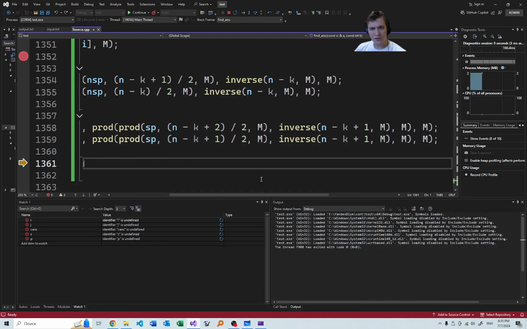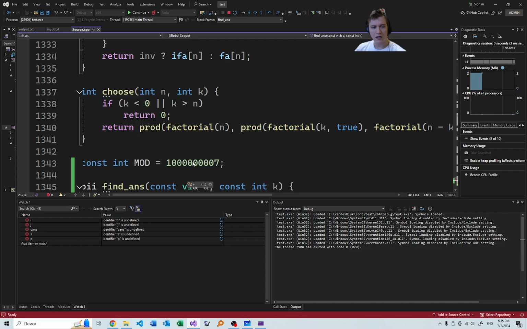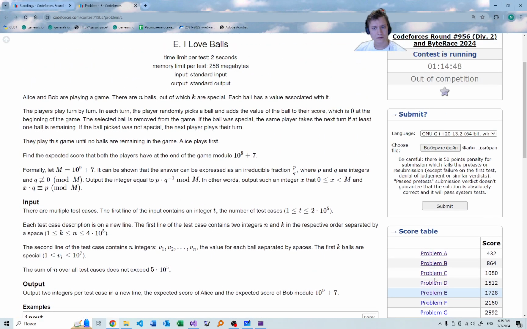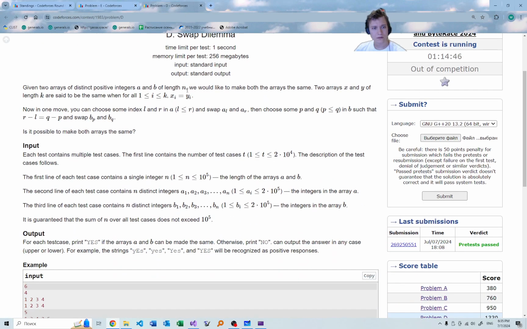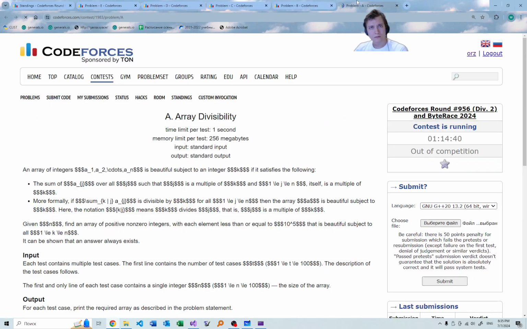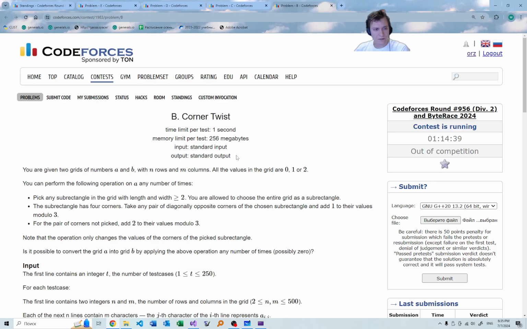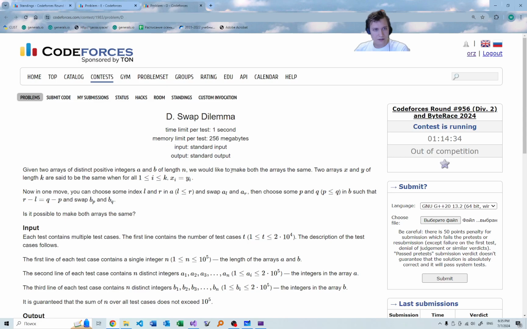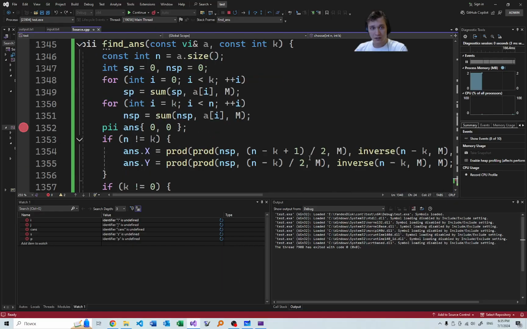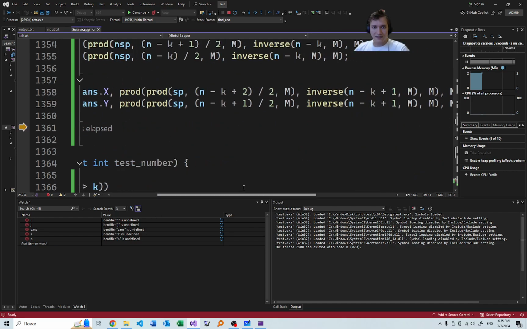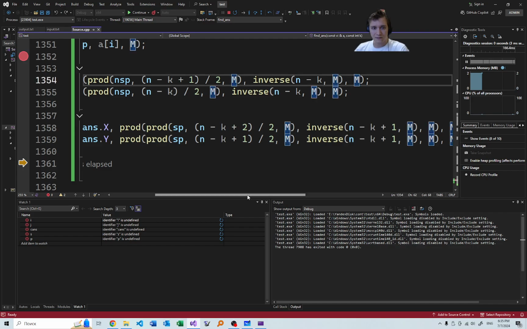Maybe my modulus is wrong. What is my... Wait, what? Oh no. My modulus is wrong. But I have already used this modulus, didn't I? Haven't I? Okay, probably not. Oh, this is a disaster, to be honest.